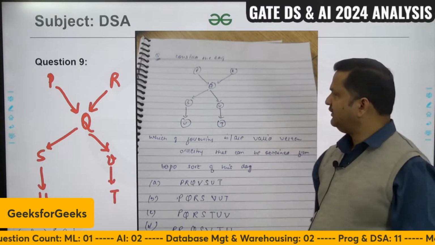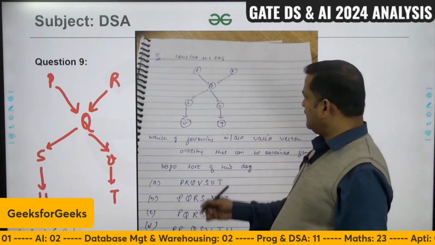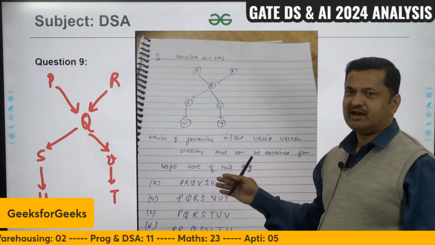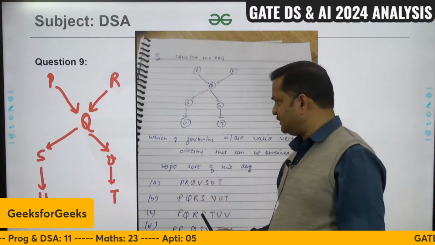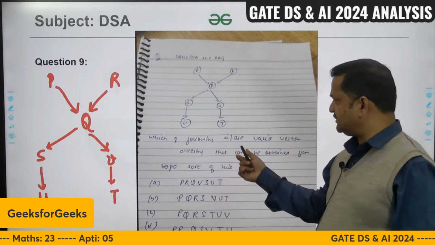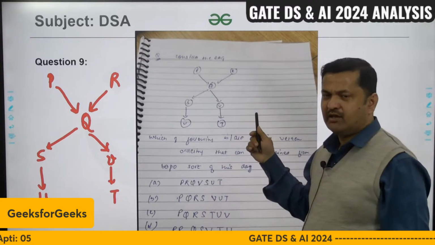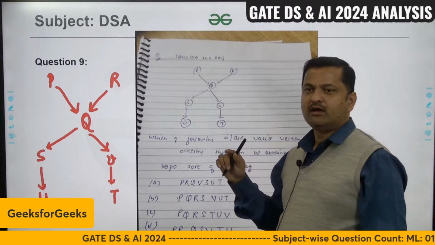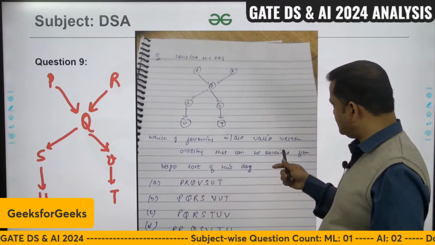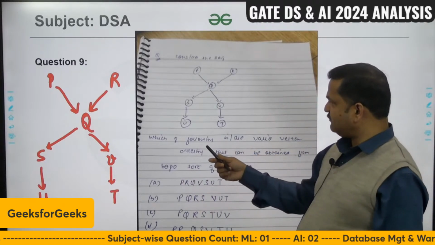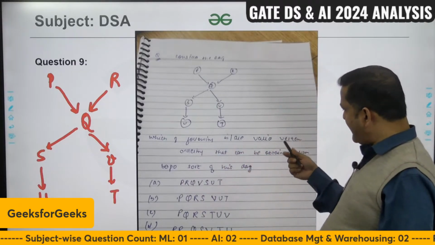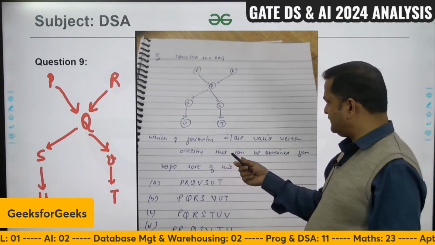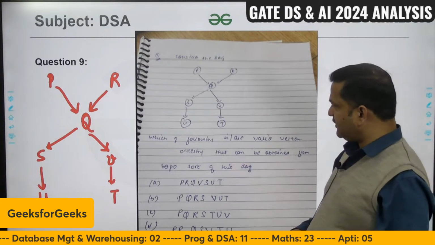This is the DAG given to you, and the question is: which of the following is/are a valid vertex ordering? That means it is possible that there are multiple correct options for this question. If such a situation is given to you, it is possible that only one option is correct, or more than one option is correct. So it asks which of the following is a valid vertex ordering that can be obtained from topological sorting.